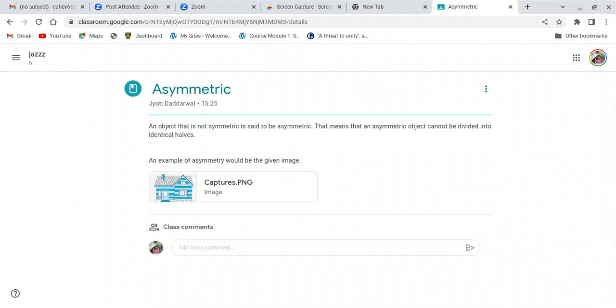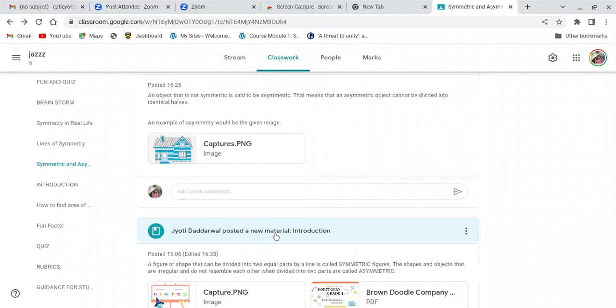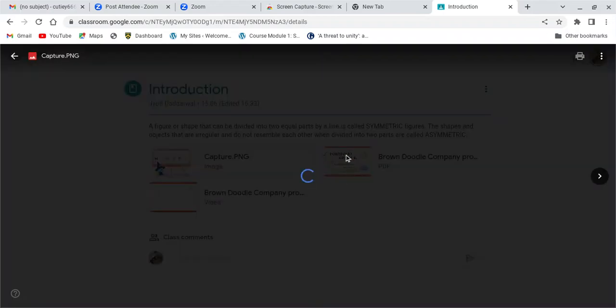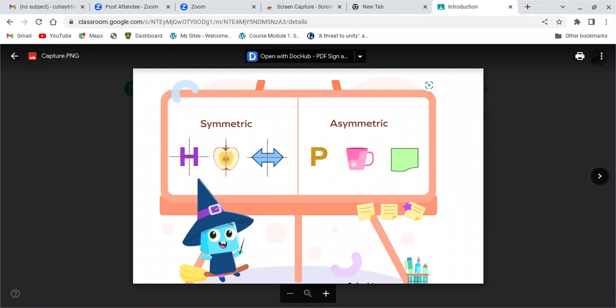An object that is not symmetric is said to be asymmetric. That means an asymmetric object cannot be divided into identical halves. After that, I described a figure or shape that can be divided into two equal parts. I just revised the symmetric so that students will not forget what a symmetric thing is. Then I again explained that shapes and objects that are irregular and do not resemble each other when divided into two parts are called asymmetric. I added a beautiful picture here so that my students will be able to distinguish between symmetric and asymmetric perfectly.